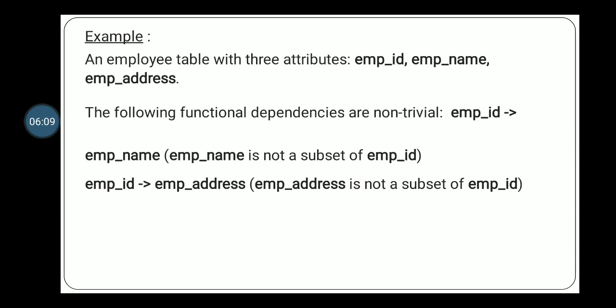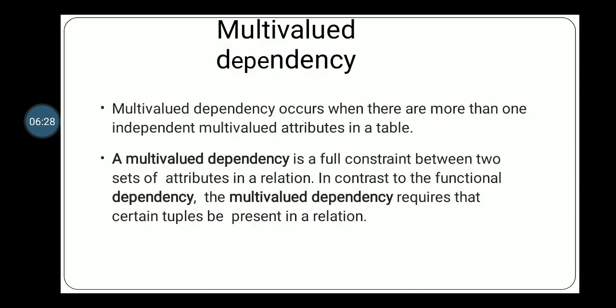Consider from the employee ID you can find the employee name and employee address. So employee name is not a subset of employee ID. Similarly, employee address is not a subset of employee ID. So now it is non-trivial functional dependency. The next one is your multi-valued dependency.